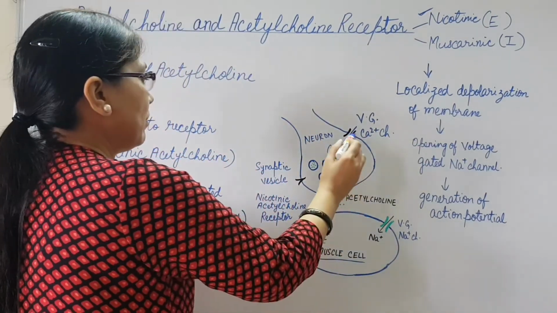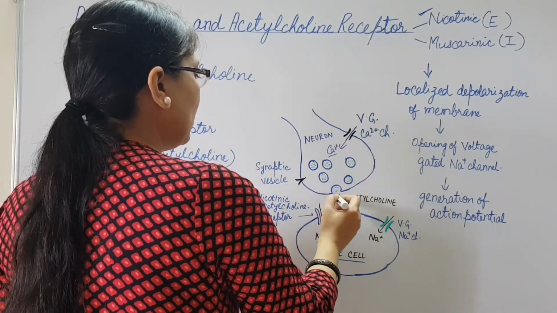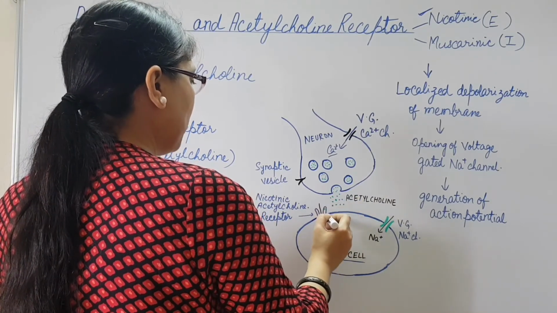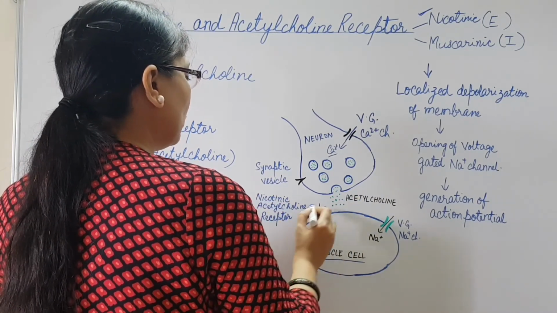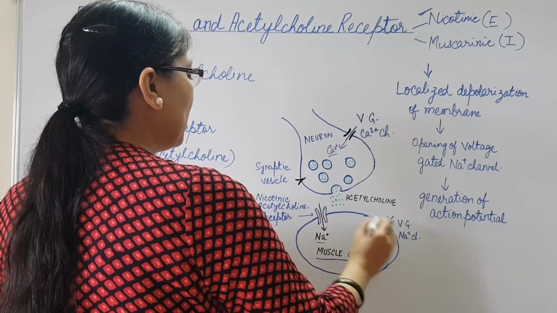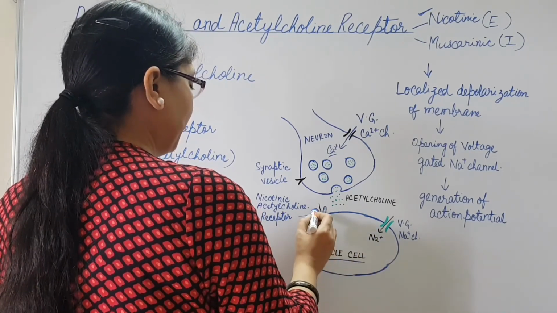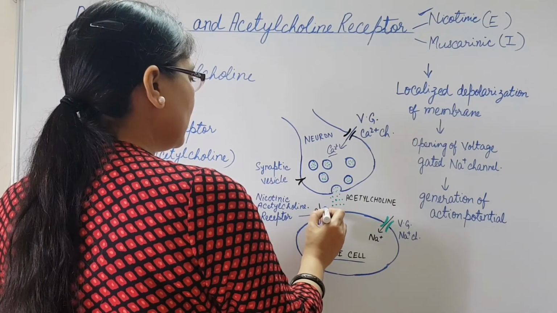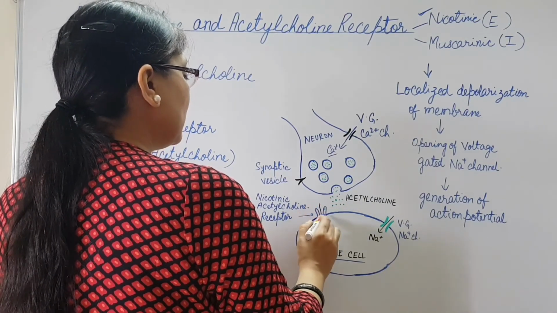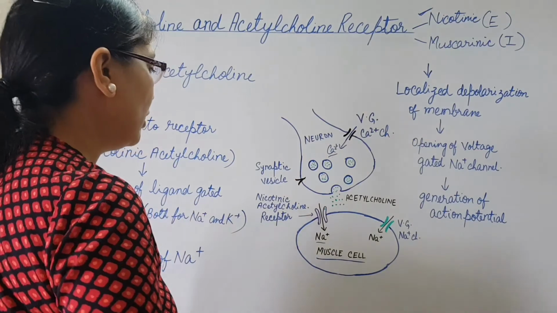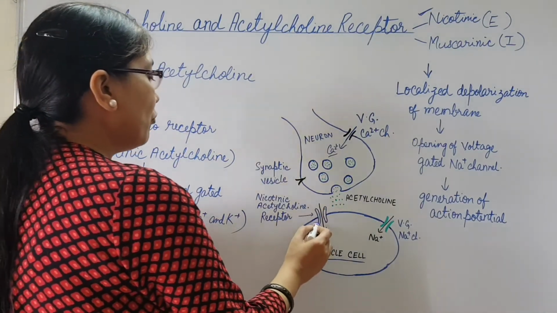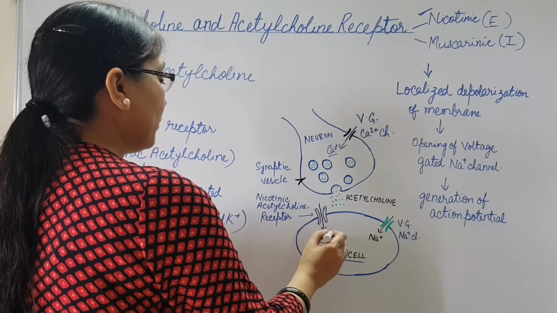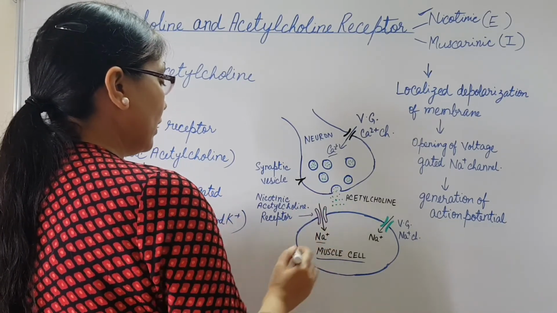This is the presynaptic neuron. Acetylcholine is released into the synaptic cleft. This then diffuses and binds with the nicotinic acetylcholine receptor present in the membrane of the muscle cell. This is a ligand-gated ion channel. Binding of acetylcholine results in the opening of the ion channel. This allows the movement of both sodium and potassium ions. Sodium moves inside and potassium ion moves outside.